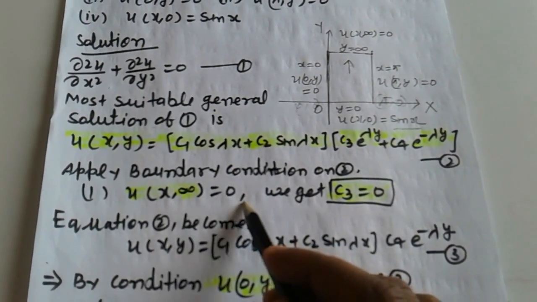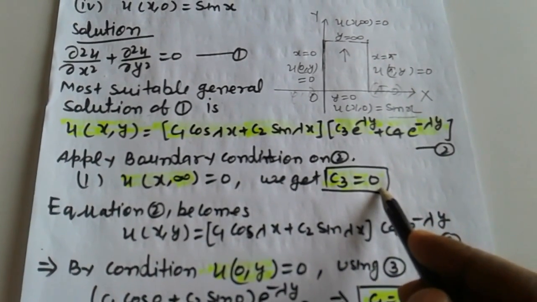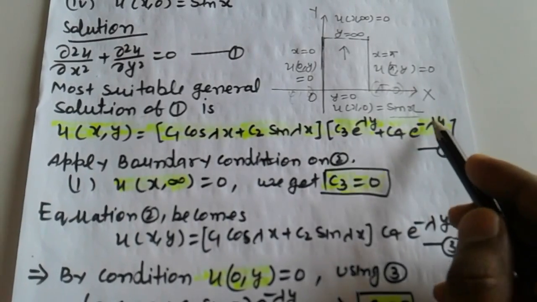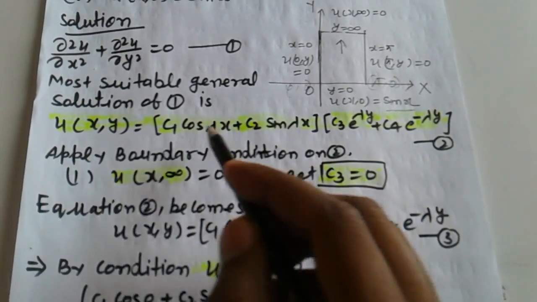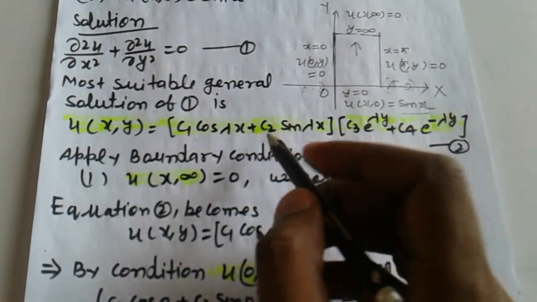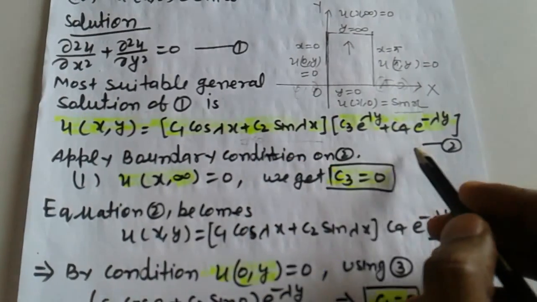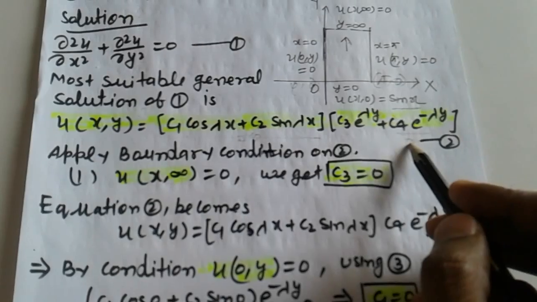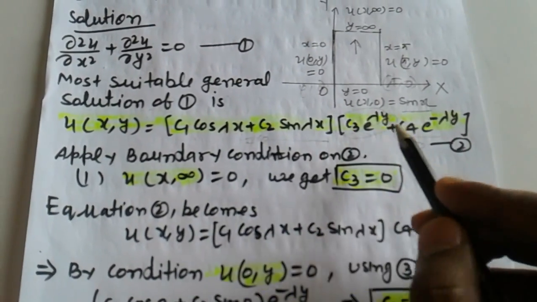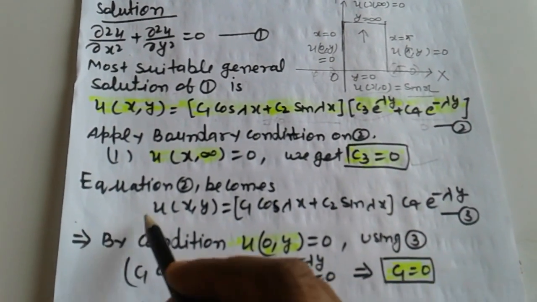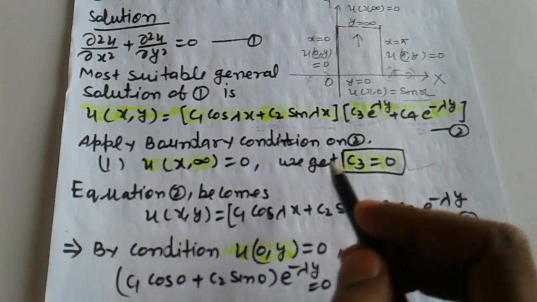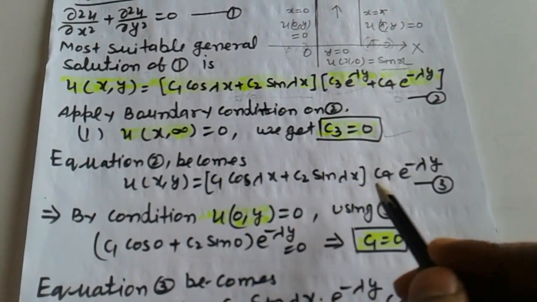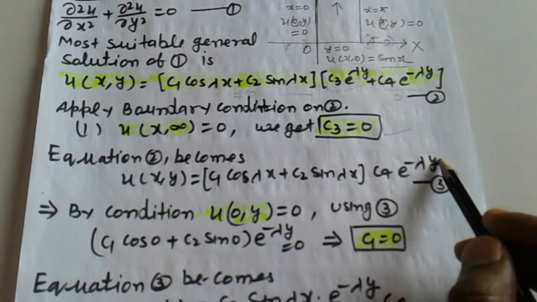First, u(x, infinity) = 0, we get c3 equal to 0. Putting y equal to infinity, e raised to lambda y is not equal to 0 but goes to infinity, and e raised to minus lambda y, that is 1 upon infinity, we get 0, and the remaining term has c3, so c3 becomes 0. Putting the value of c3 in 2, we get u(x, y) = (c1 cos lambda x + c2 sin lambda x) c4 e raised to minus lambda y.